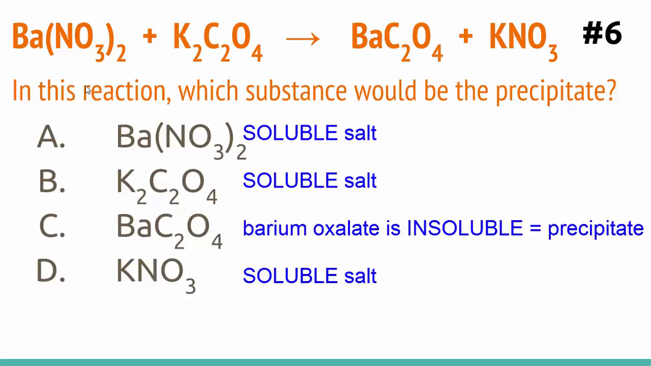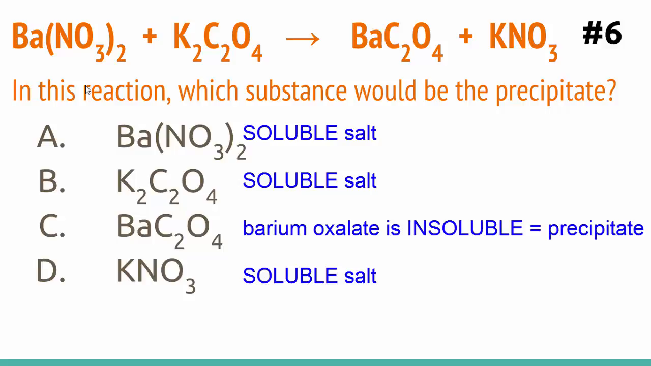So if we look at barium oxalate and potassium nitrate, you can look at a solubility rule set, or you can look at a solubility table. Either way, you'll find generally potassium compounds are all soluble, and nearly all nitrates are shown as soluble as well. So potassium nitrate will be soluble and therefore not a precipitate. The only other choice is the product barium oxalate right next to it, and that's choice letter C.